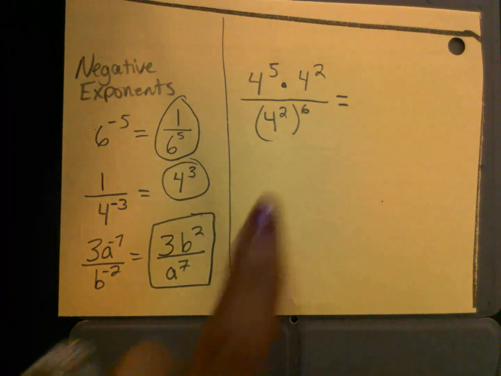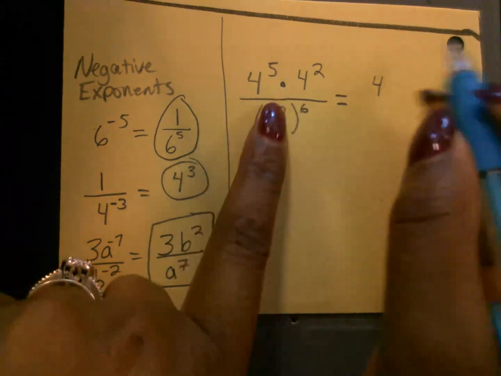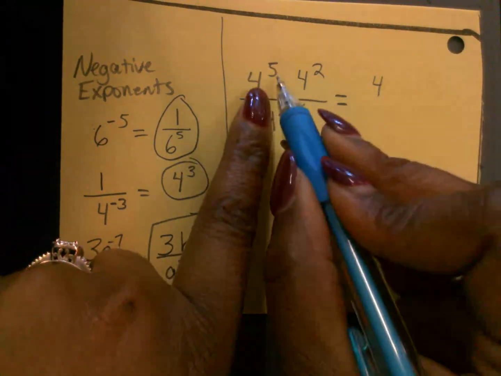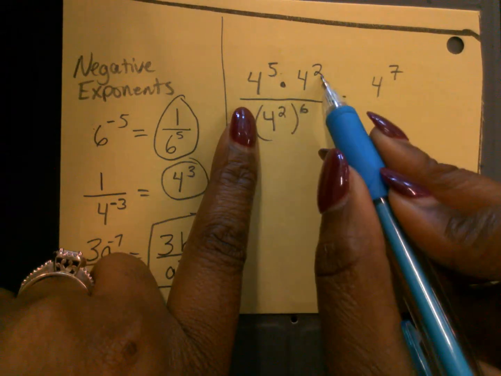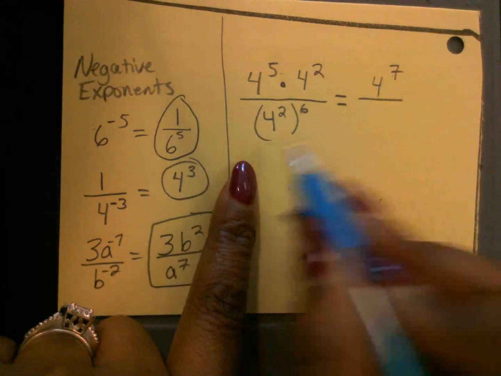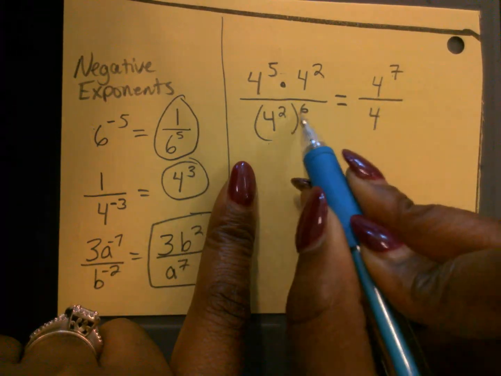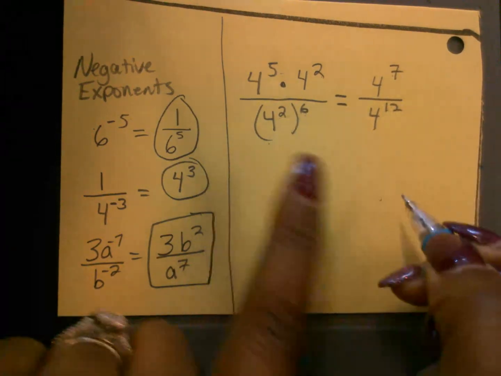All right, so on the top, this is going to be 4 to what power? 7, because you add the exponents together, so that's 4 to the 7. 4 is being multiplied 5 here and 2 here. 5 plus 2 is 7. On the bottom, you get 4 to what power here? 12. Power of a power, you multiply. So 6 times 2 is 12.